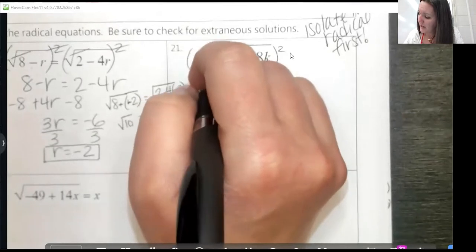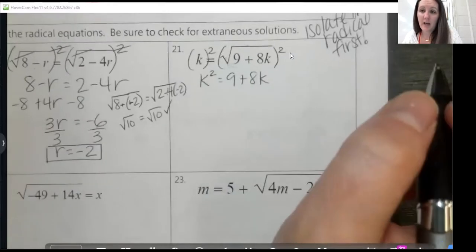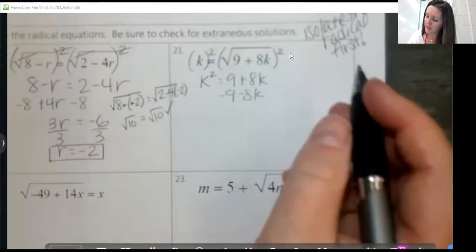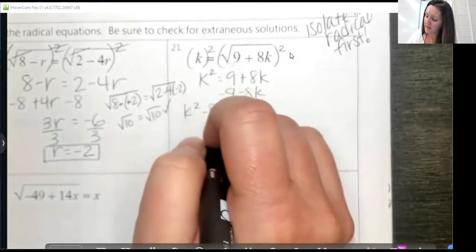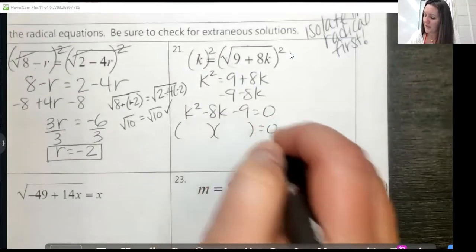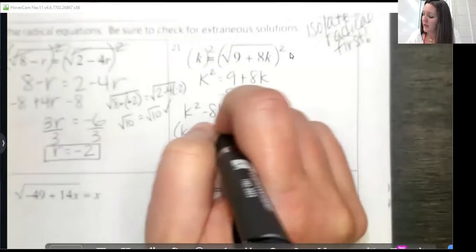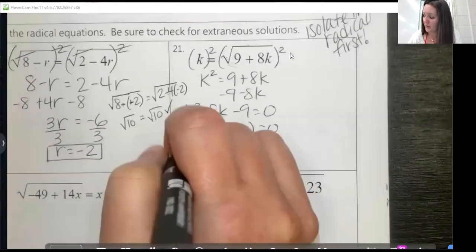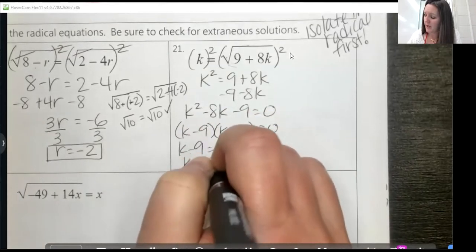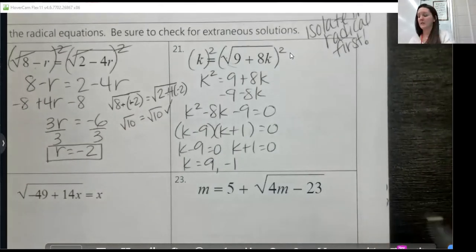So we have k squared equals 9 plus 8k. I see a k squared and a k, so I'm going to get everything on one side and factor. So we are going to subtract 8k, subtract 9. So we have k squared minus 8k minus 9 equals 0. What multiplies to get negative 9 and adds to get negative 8? It's going to be a negative 9 and a positive 1. All right, so we have k minus 9 equals 0, k plus 1 equals 0, k equals 9 or negative 1. All right, so now this is probably one of those where we need to check for extraneous solutions.